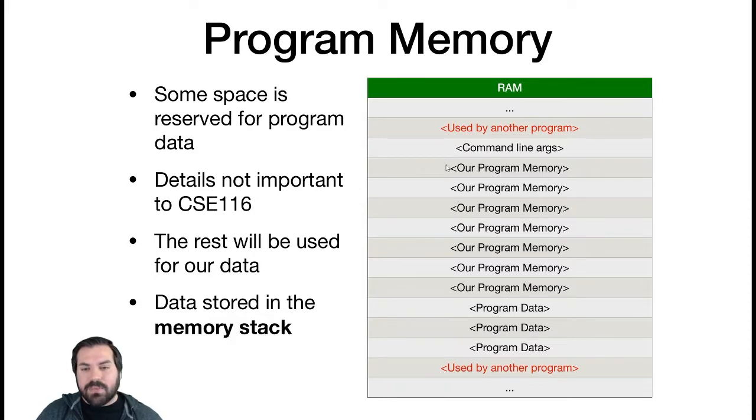This is the memory where we're going to store all our variables, where we're going to put all our method calls. This is where we get to work. This is our working space, kind of our scratch paper for our program.